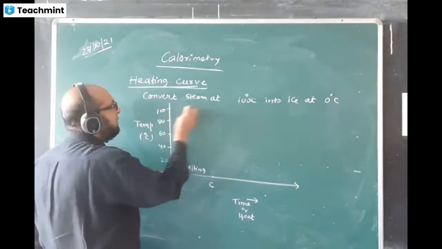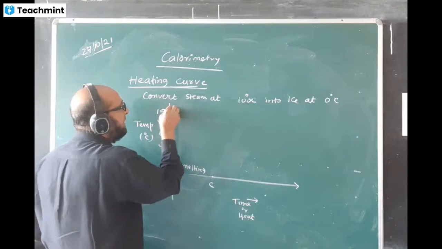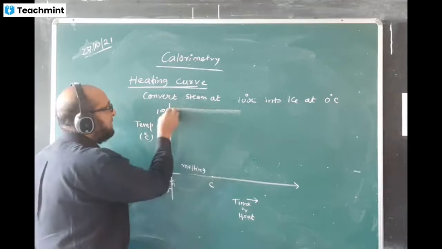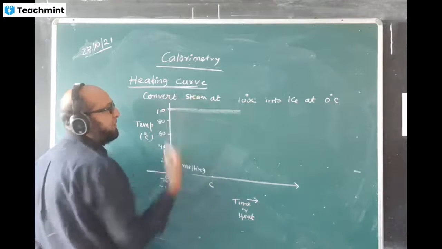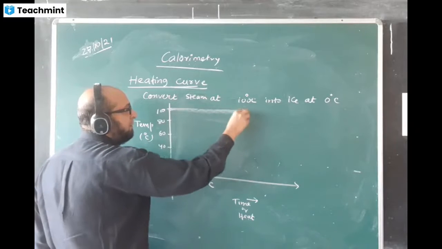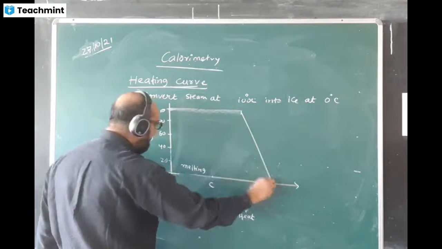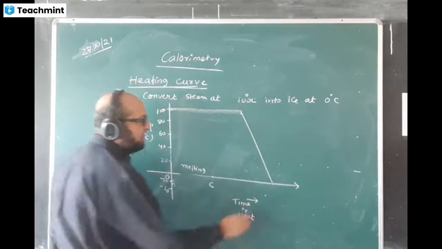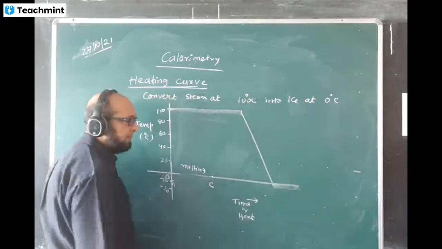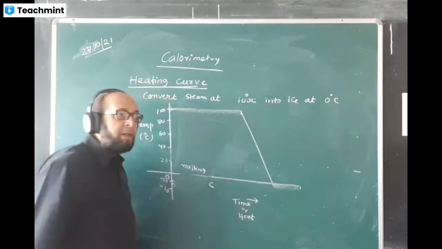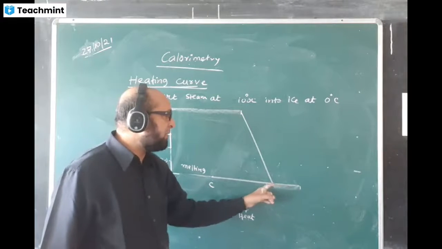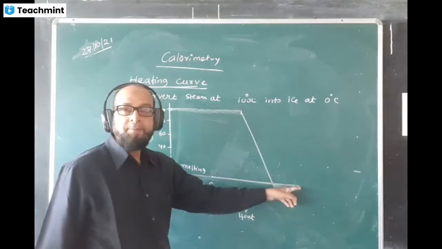Steam is already at 100, so steam will first start condensation, just a reverse process. Change of state will happen first because the steam is already at 100. Now steam is cooling and changing into water here. Now the temperature of the water will decrease and come to 0. Now water will start freezing. This is the freezing region. Here is the ice at 0 degrees Celsius. The process starts here and completes here.